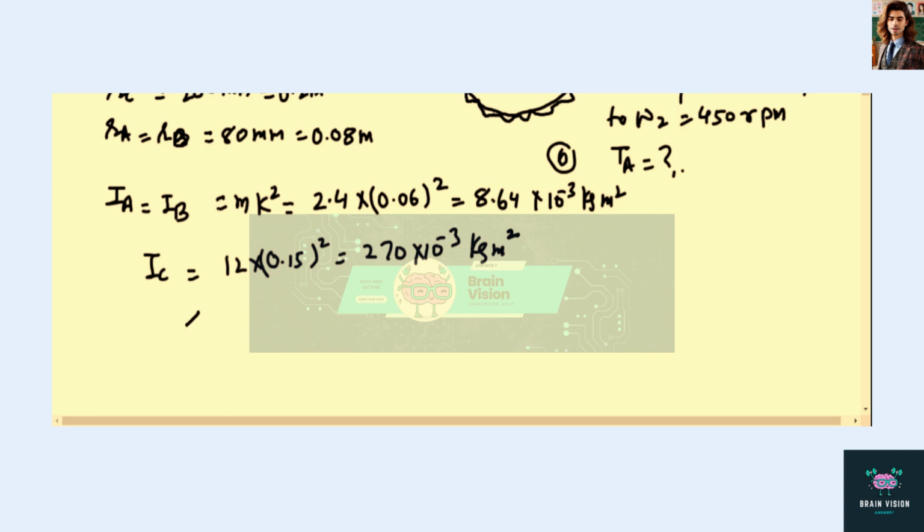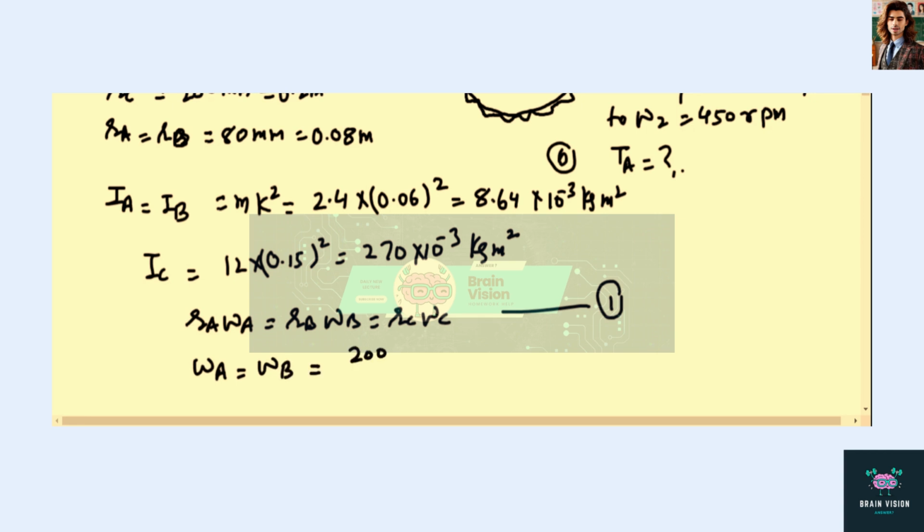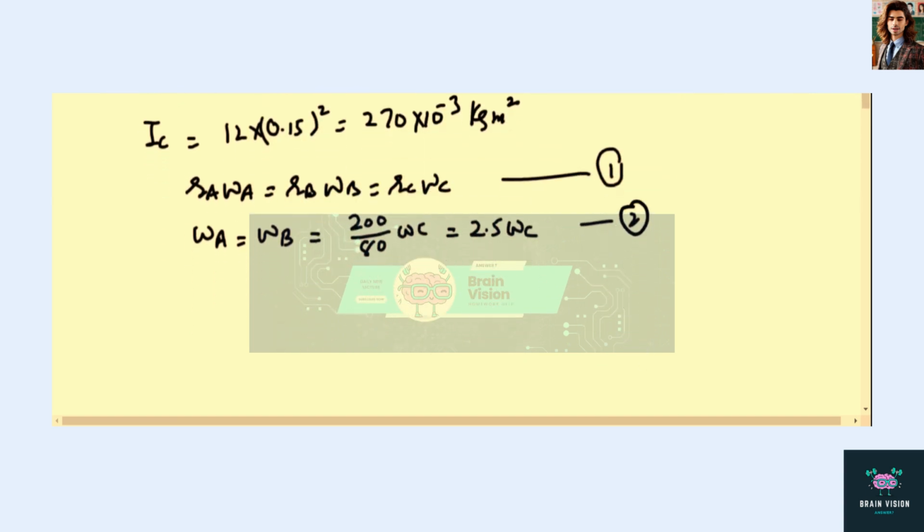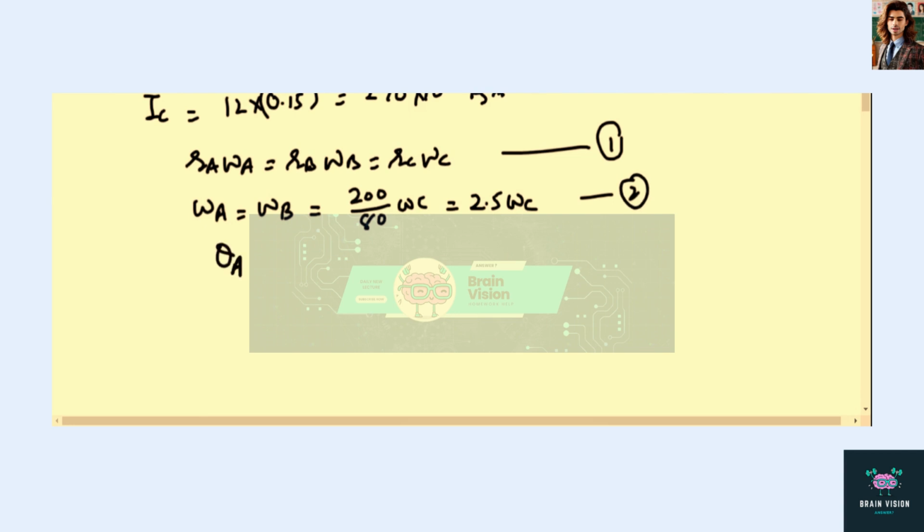Here, Ra omega A is equal to Rb omega B is equal to Rc into omega C. This condition must be satisfied. So omega A is equal to omega B is equal to 200 by 80 into omega C, that is 2.5 omega C, and we can write the angular displacement of A, theta A is equal to theta B is equal to 2.5 times theta C.